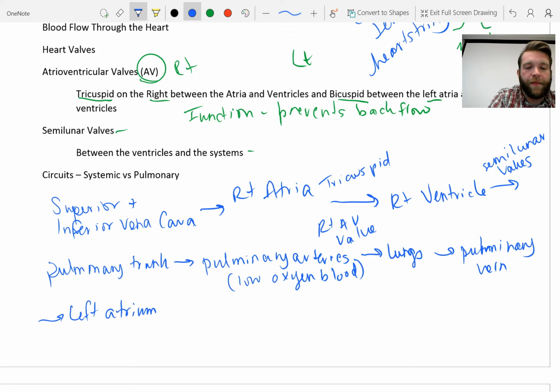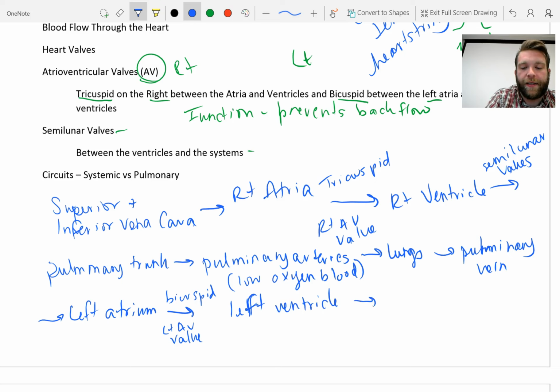So from our left atrium, we're going to go through the bicuspid, or you could call it the left AV valve. We'll go through this valve. We're going to then enter our left ventricle. And then from the left ventricle, the blood's going to leave the heart through the aorta via the semilunar valve. All right, and then once it leaves there, we're going to hit our ascending aorta, and we are going to hit the systemic system.